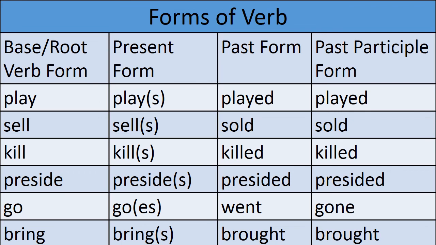Now children, let's see the forms of verb. There are three forms of base or root verb. Okay children? They are present form, past form and past participle form. Okay children? Children, here some examples are given in tabular form. Just have a look of it.